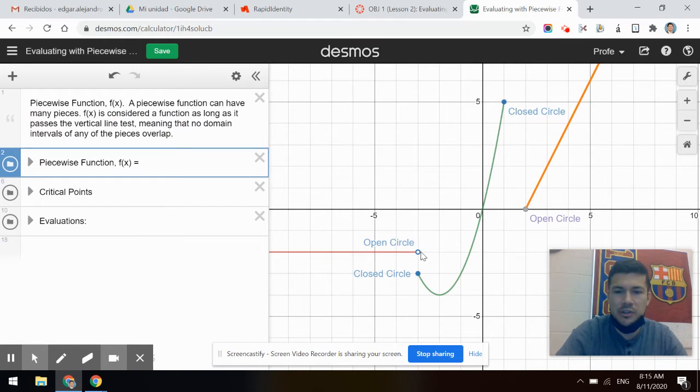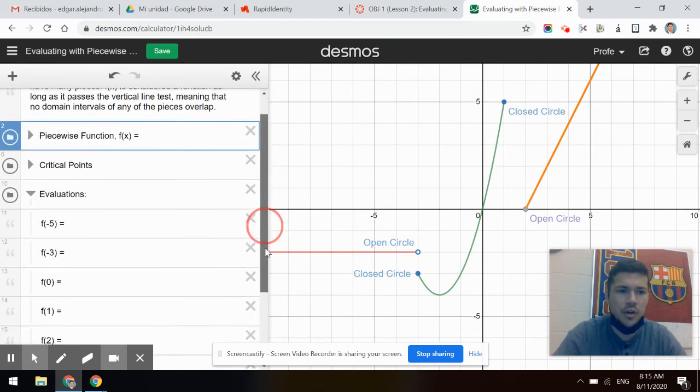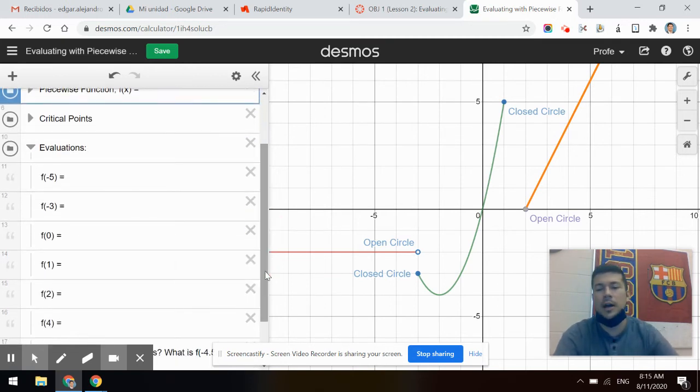We got some critical points. The endpoints are very important. You got an open circle, closed circle, and an open circle here at the end. And each one of those is open or closed for a reason, and that's due to the inequalities that, again, you can see when you look at the domain for each part. We're going to talk more about the evaluations, though. So I'm going to show you how to evaluate with these functions in two different ways. First, let's go over this graphically.